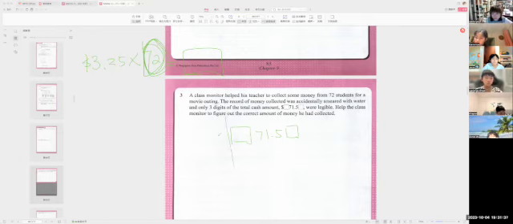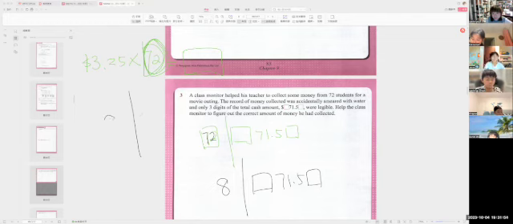So this number must be divisible by 72, right? Now, Elaine, has the teacher taught you the divisibility rule of 72? Divisible by 8 and divisible by 9. Very good. This number must be divisible by 8, and this number must be divisible by 9. We have learned the divisibility rule of 8 and 9, correct?